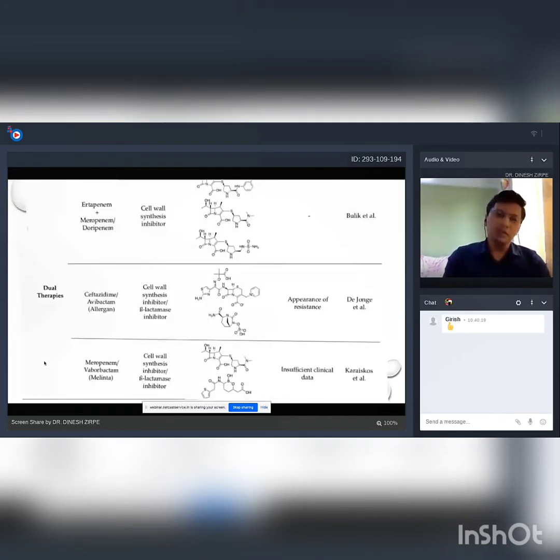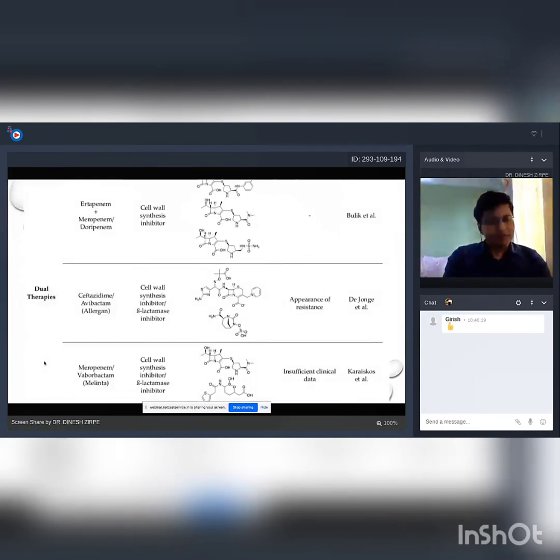Now, what is the dual therapy? One nice option is a combination of carbapenems, called dual carbapenem or double carbapenem therapy, in which you start the patient with ertapenem. After the ertapenem, you start meropenem with a longer duration, like 3 to 4 hours of infusion, at 2 gram 8-hourly, either meropenem or doripenem. This dual carbapenem therapy has been proven effective in most of the studies.